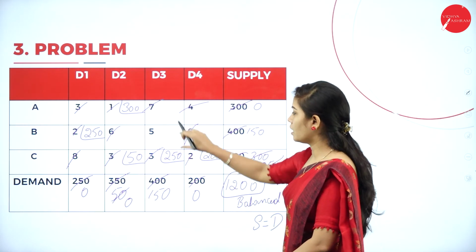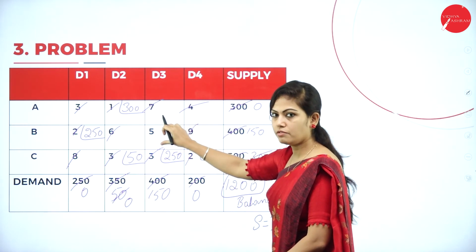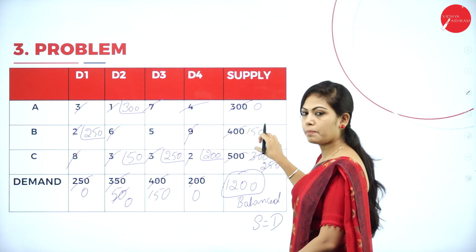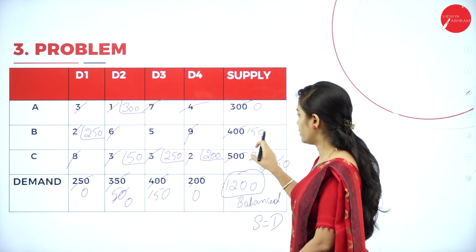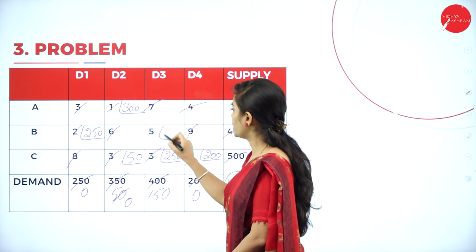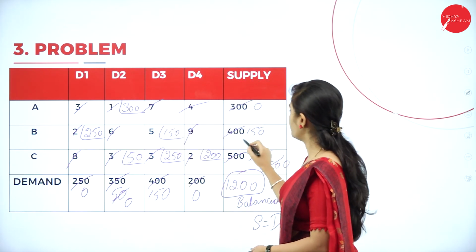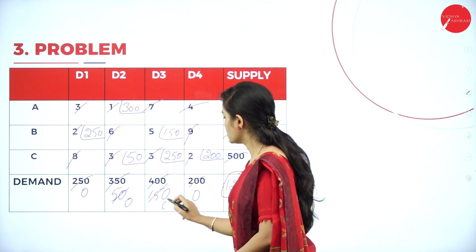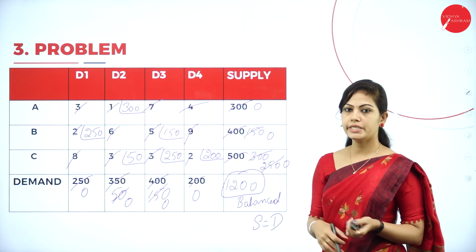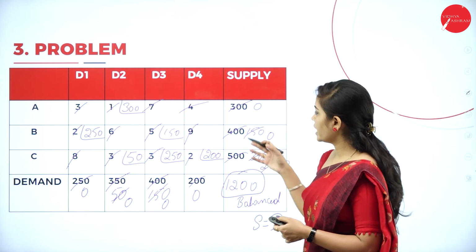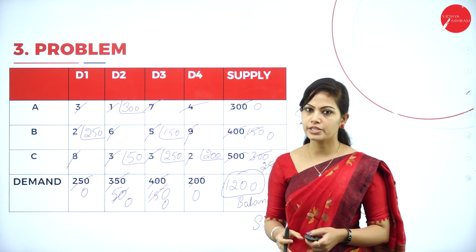Next, observe the last cell value is 5. Check the value of supply and demand. Both the values are equal, 150 and 150. So I will allocate 150 to this cell. It will become 0. You can cancel this. So here I have completed all the cancellations. So next step is you can find the transportation cost.